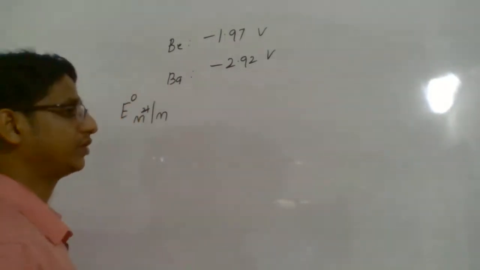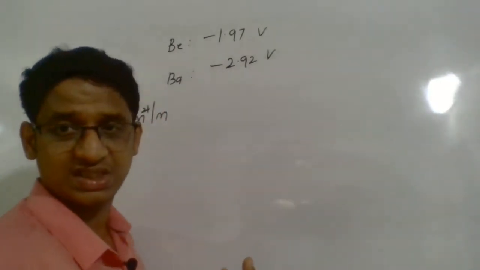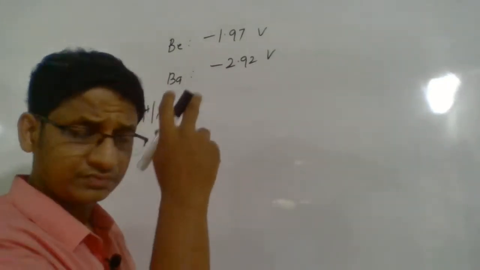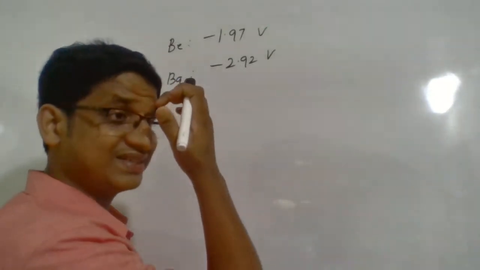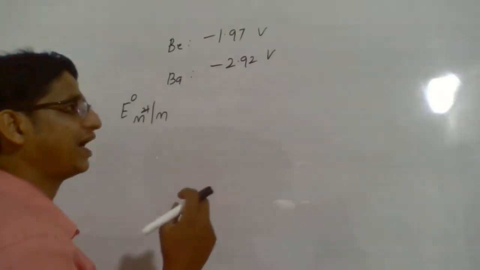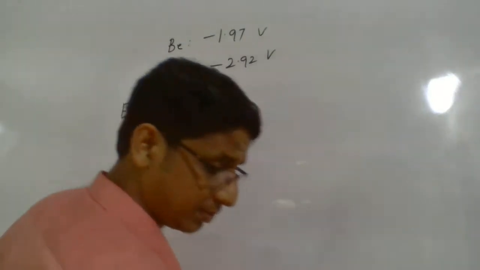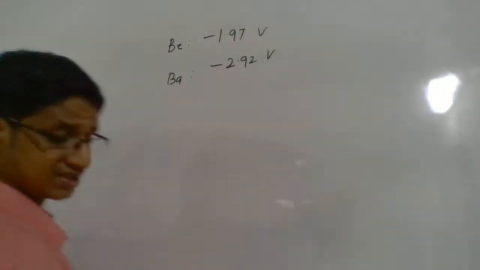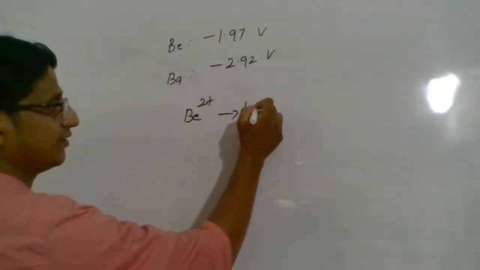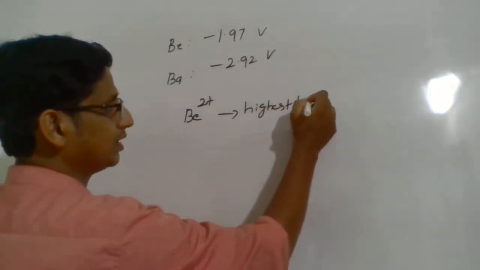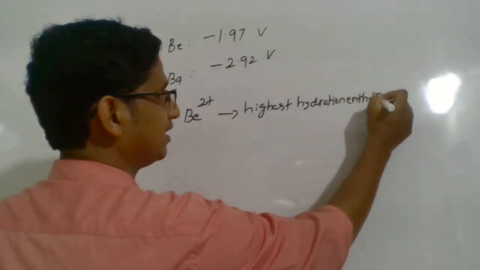This is something you can compare because of the ionization enthalpy, where beryllium has the highest ionization enthalpy among the alkaline earth metals. As we move from beryllium to barium, you can see their ionization enthalpy decreases. So ionization enthalpy is one of the contributing factors. Then another important factor you have to remember: beryllium has the highest hydration enthalpy among alkali metals and alkaline earth metals, beryllium 2 plus having the highest hydration enthalpy.